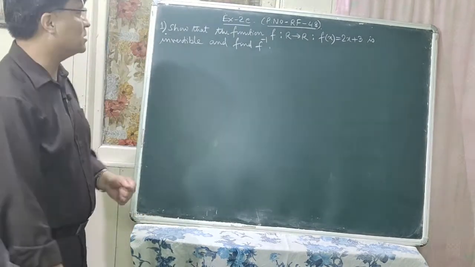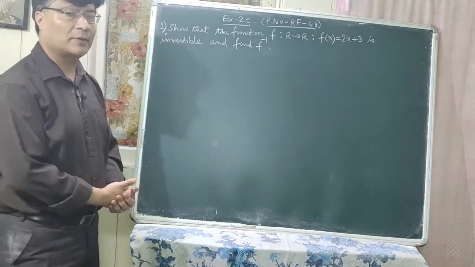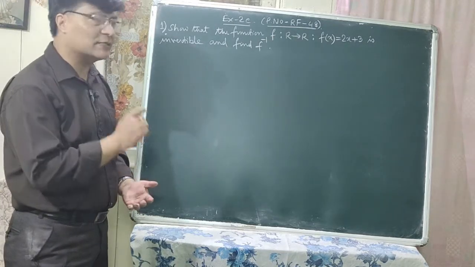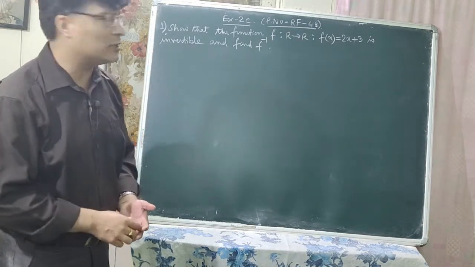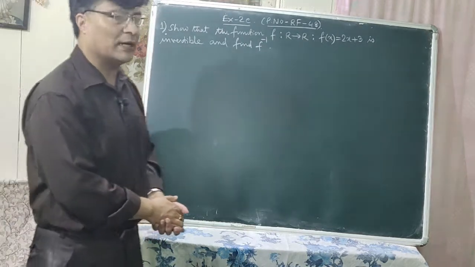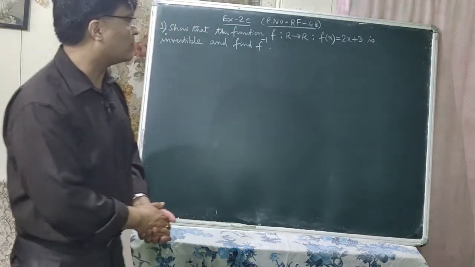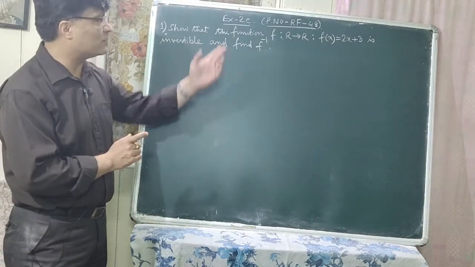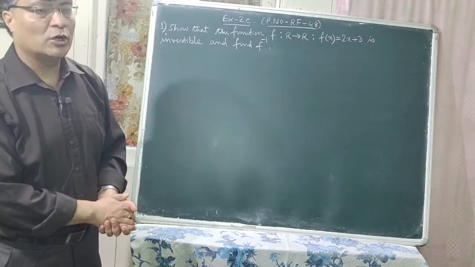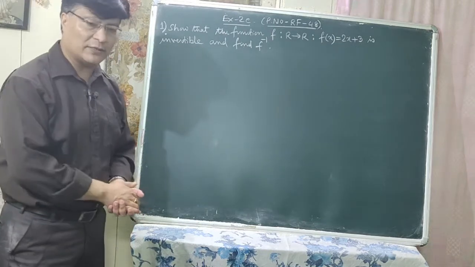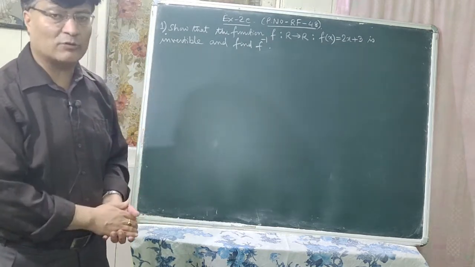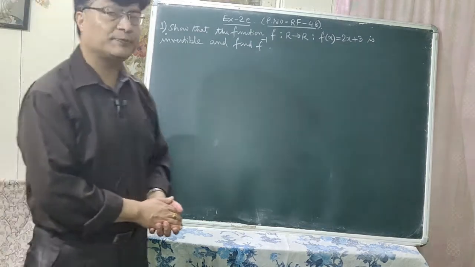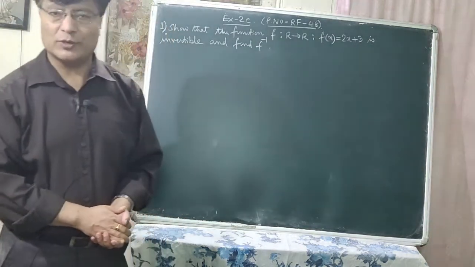So question number 1 is, show that the function f such that R to R, that is real to real numbers, defined by f of x is equal to 2x plus 3 is invertible. You have to prove that this function f of x, which is equal to 2x plus 3, is invertible, and hence you have to find out f inverse. So I think you have understood the question.